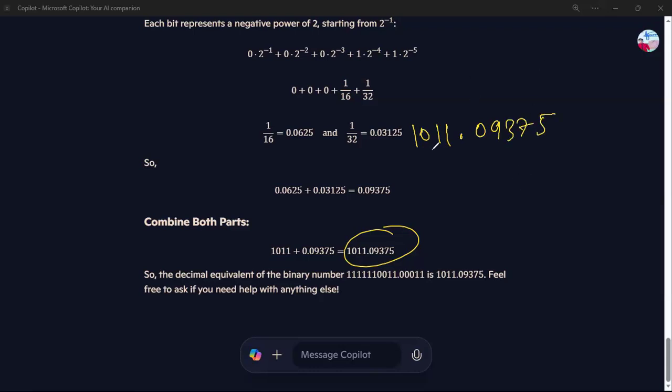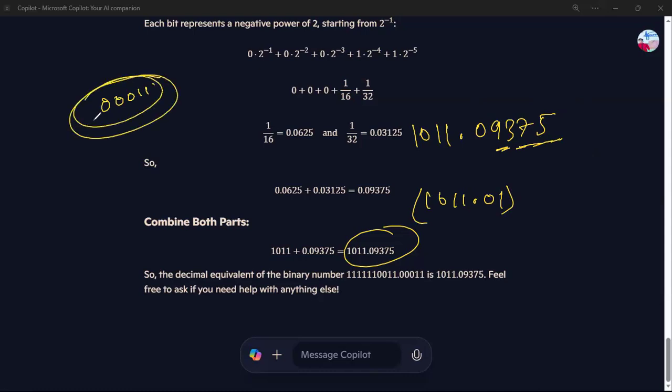1011.09359375. Now, the number given by Yarini to me was 1011.01. And there is a slight difference in this because we considered only the 3 zeros and these 5 digits from the decimal place. That's why it is rounded off. It's correct. Okay.